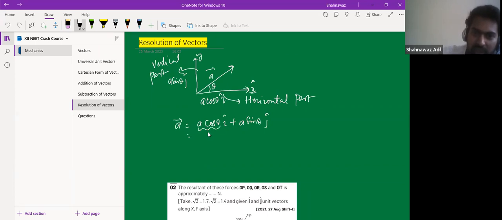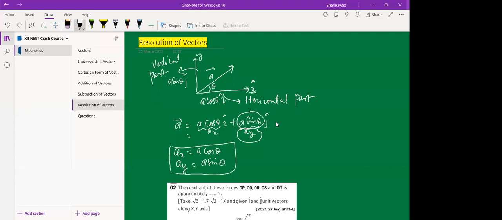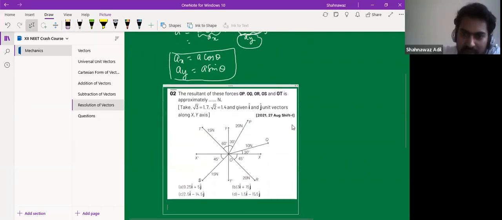And this is the Cartesian form, and this is what? The polar form. So here your Ax is A cos theta, and your Ay is A sine theta. So this is all about the resolution of a vector. Understood? Yes, sir. So let me give you a simple question. I will solve this later.